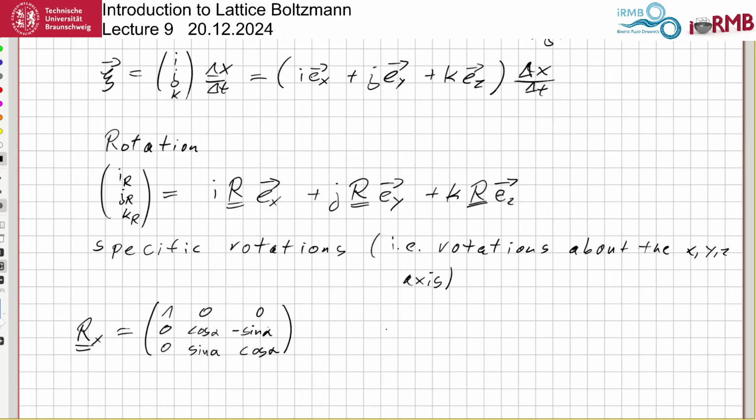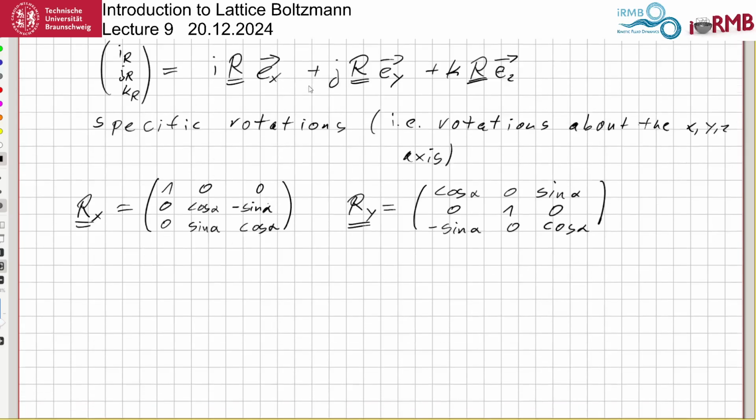Write this a bit differently, like this. So there will be the rotation about the y-axis. Oh my god, I need some holidays. So this basically looks almost the same, just a permutation of this. Sine alpha, 0, cosine alpha. And lastly, we have this about the z-axis: cosine alpha, minus sine alpha, 0, sine alpha, cosine alpha, 0, 0, 0, 1. So these are a reminder for these rotations.